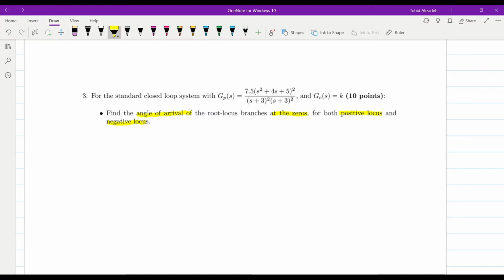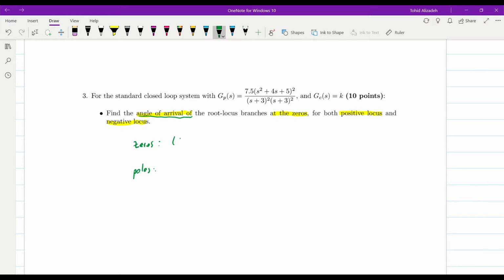The transfer function provided for us is 7.5 times (s squared plus 4s plus 5) squared over (s plus 3) squared times (s plus 3) squared, and the controller is a proportional one. Since we only need to find the angle of arrival of the branches at the zeros, we first need to determine the location of the zeros and the open loop poles of the system.